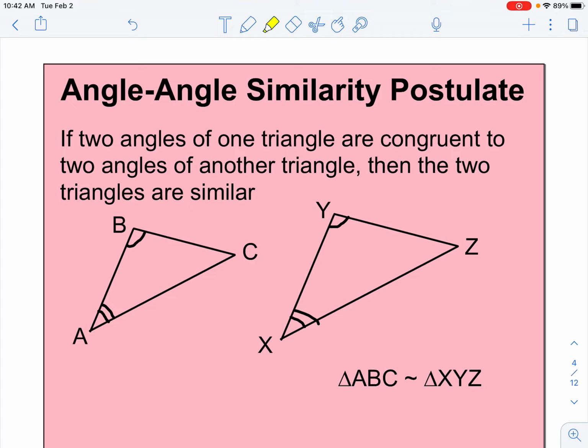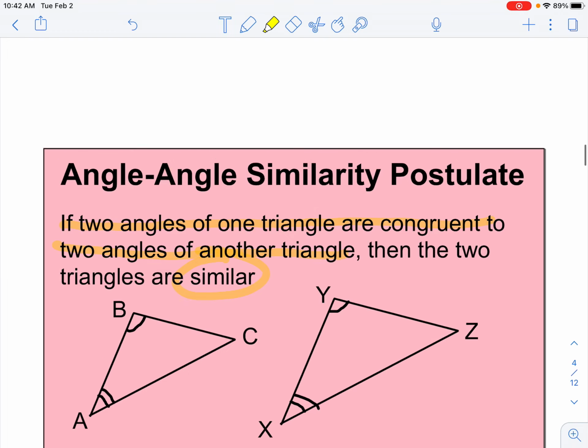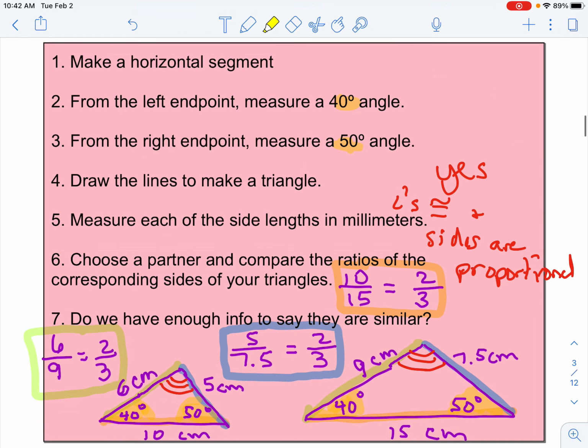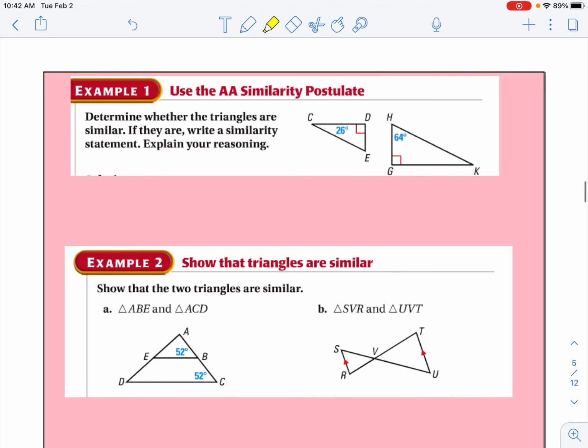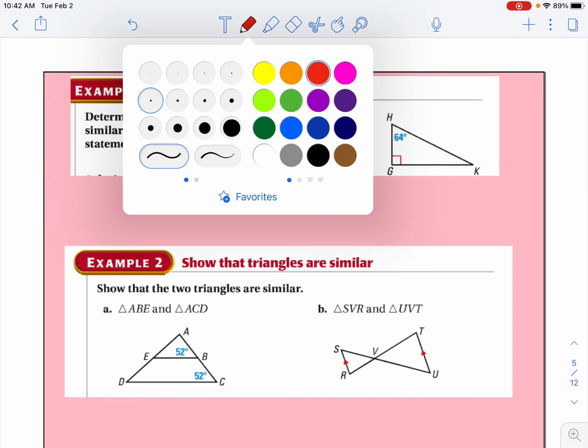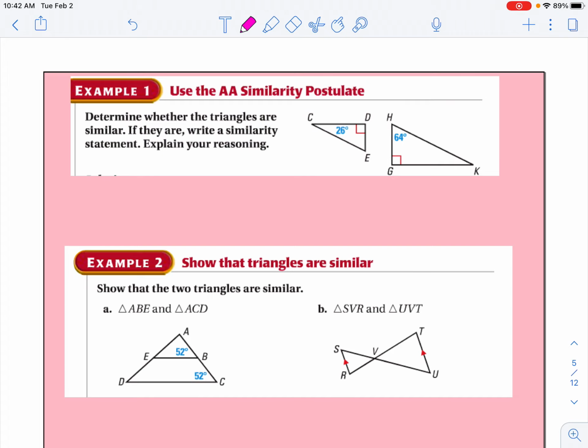What it says is if two angles of one triangle are congruent to two angles of another triangle, then the triangles are similar. And that's what we just showed in that last example, because the only thing that was constant was that you had these two angles that were corresponding and congruent. And of course, the third angles will be congruent as well. So it says use the angle-angle similarity postulate right here, and we're going to determine whether the triangles are similar. And if they are, we're going to write a similarity statement and explain our reasoning.